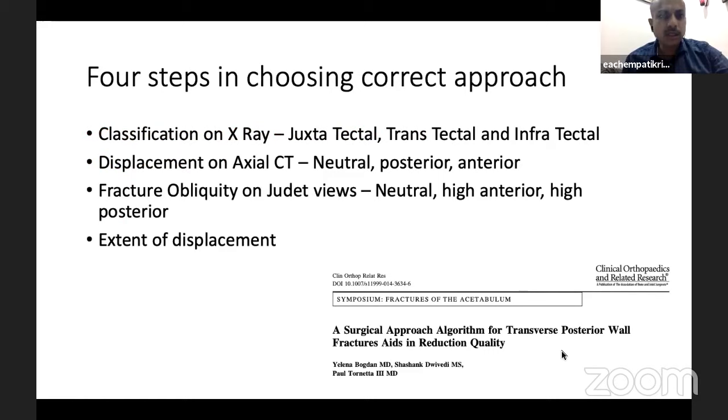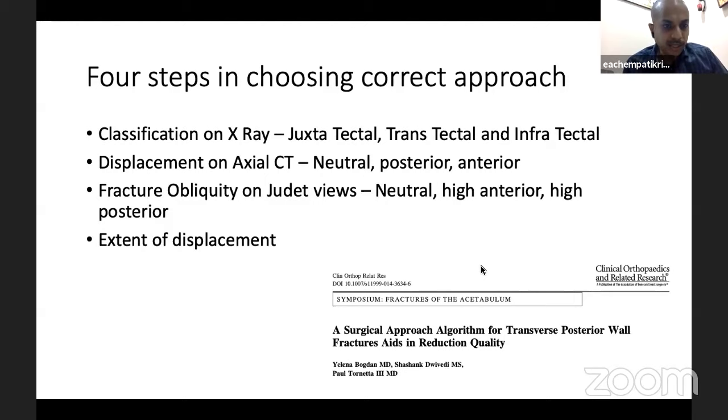Now there are four steps in choosing the correct approach. You must look at the classification on X-ray, whether it's a juxtatectal fracture, transtectal or an infratectal fracture. If you have an infratectal fracture, most of them can be managed with the posterior approach alone. If you have a transtectal, some of them can be managed with a posterior approach, but it is the juxtatectal fractures which involve the weight-bearing dome and those associated with dome impaction, which definitely need a sequential approach or an anterior approach first. The second thing which we must look at is the displacement on axial CT, whether there is neutral displacement, posterior displacement or anterior displacement. So patients with neutral and posterior displacements can be managed with posterior approach, while those with anterior displacement definitely need the combined or anterior approach alone.